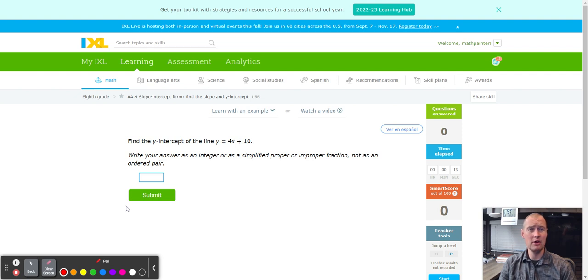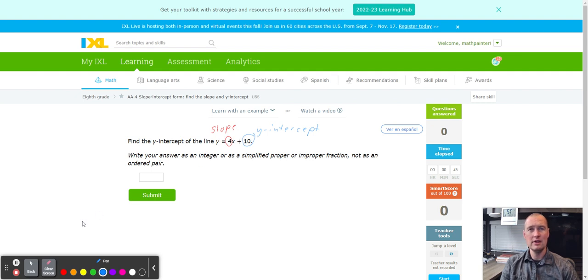All right, here we go. So the first step is to identify which is which. The number in front of the x, in this case the x is the variable, is going to be known as the slope. The last value, without a variable of x, is going to be known as the y-intercept. So in this IXL, they're asking you, can you identify what's the slope and what's the y-intercept?